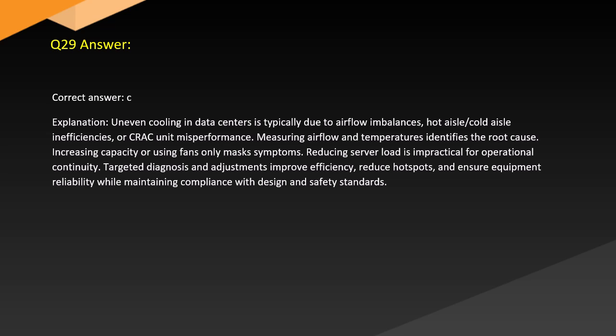Answer. Correct answer: C. Explanation. Uneven cooling in data centers is typically due to airflow imbalances, hot aisle cold aisle inefficiencies, or CRAC unit misperformance. Measuring airflow and temperatures identifies the root cause. Increasing capacity or using fans only masks symptoms. Reducing server load is impractical for operational continuity. Targeted diagnosis and adjustments improve efficiency, reduce hotspots, and ensure reliability while maintaining compliance with design and safety standards.